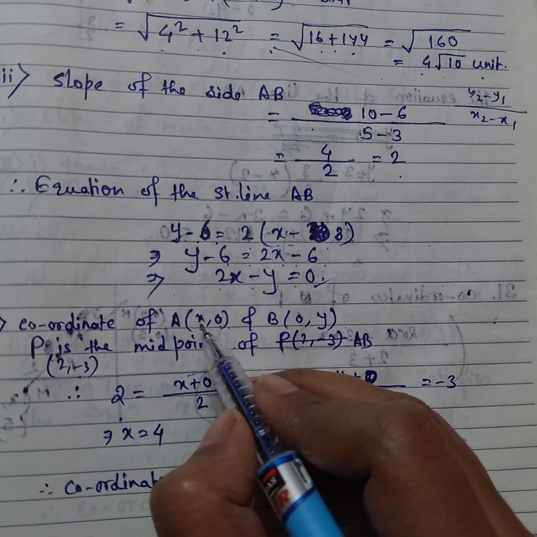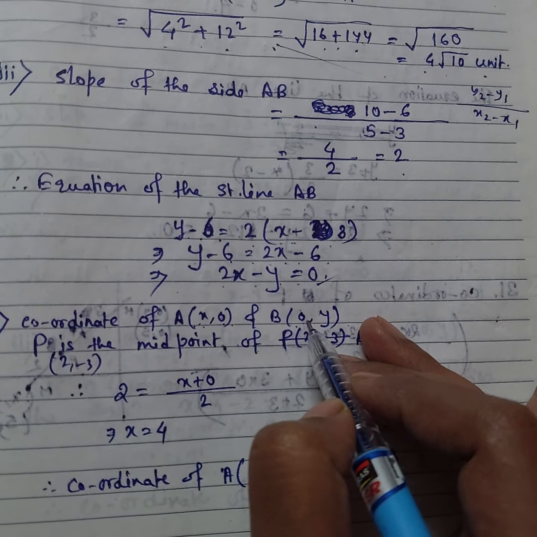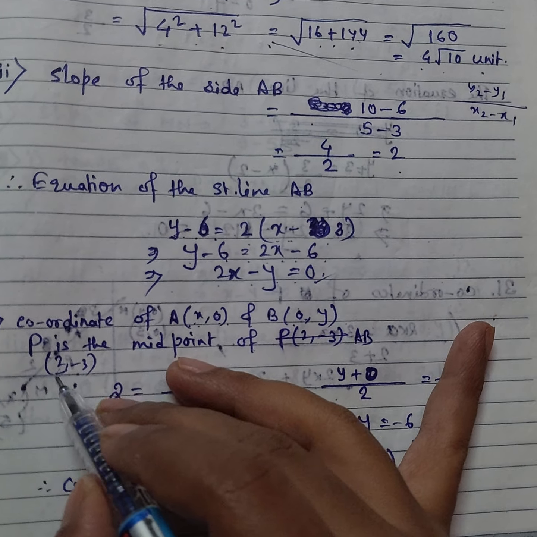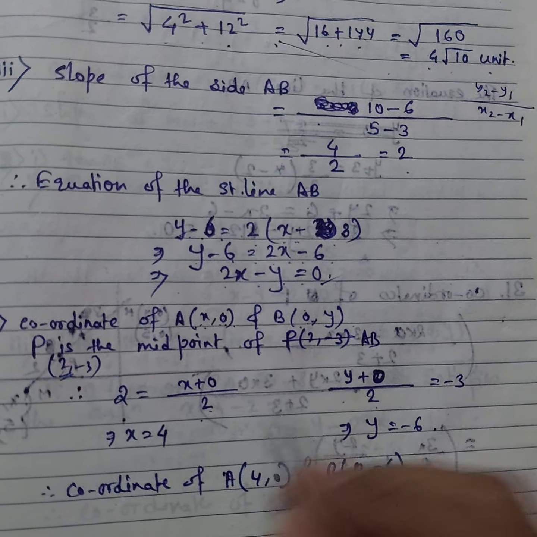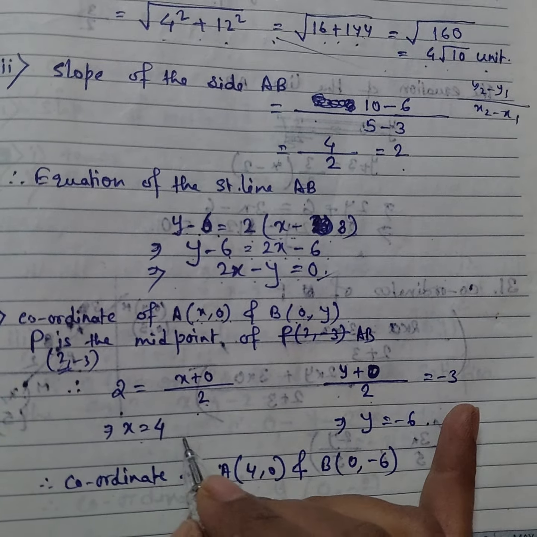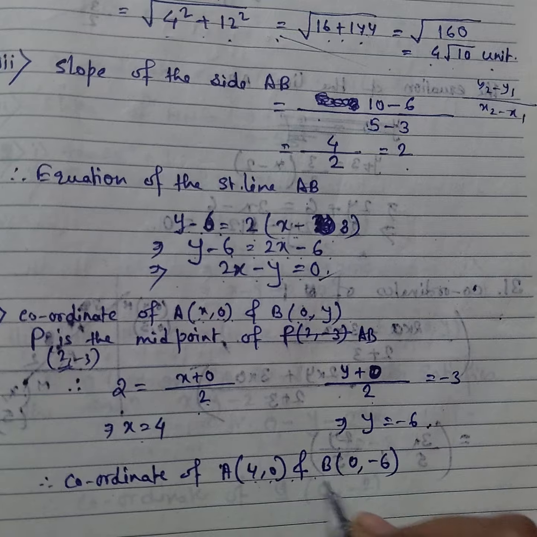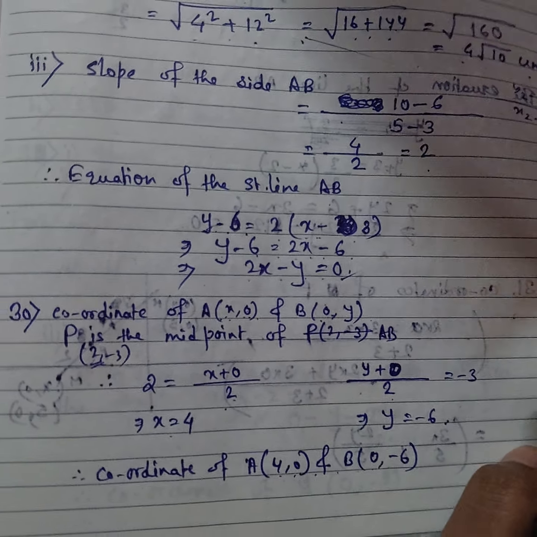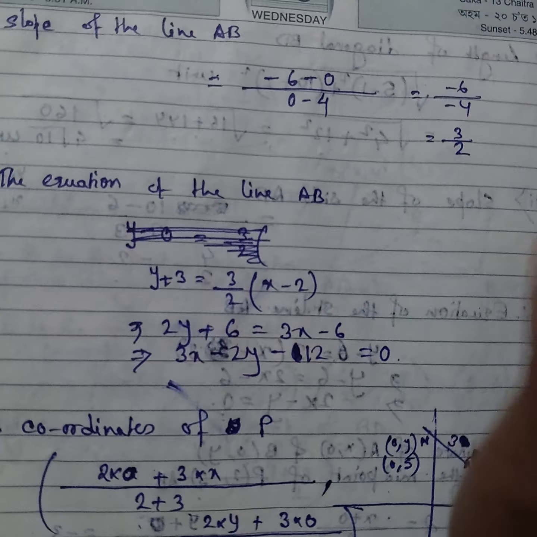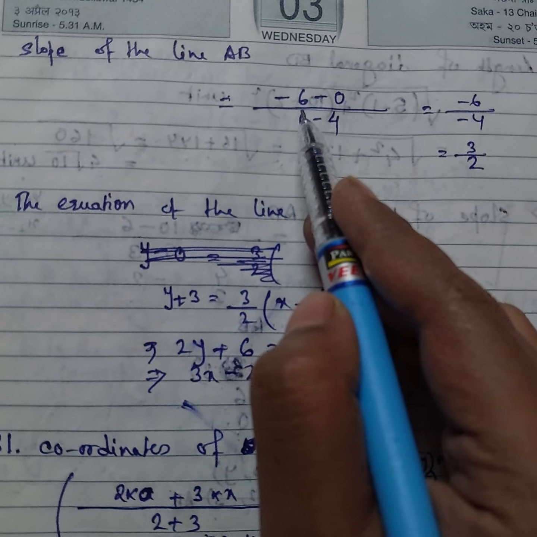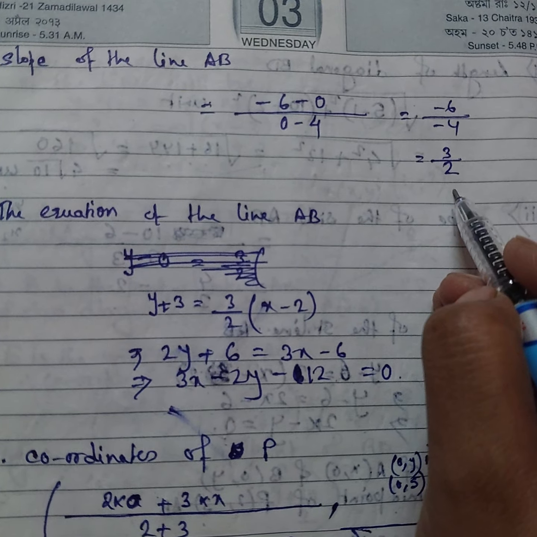Now use the formula of midpoint of AB, so that will be (x plus 0) by 2, which should be equal to 2, and (y plus 0) by 2, which is equal to minus 3. Calculating this, you will get x equal to 4 and y equal to minus 6. So the coordinate of A will be 4 comma 0 and B will be 0 comma minus 6. Okay, so this is your answer. Now easily you get the slope of AB. Slope of AB will be (minus 6 minus 0) by (0 minus 4), which is equal to 3 by 2.